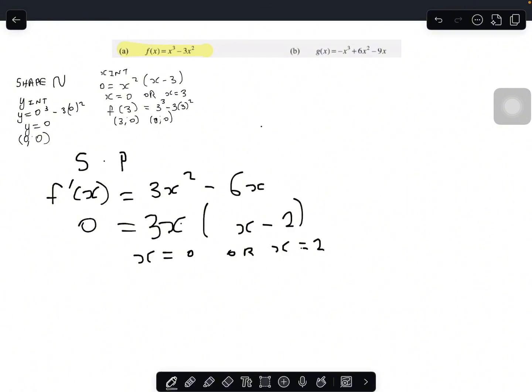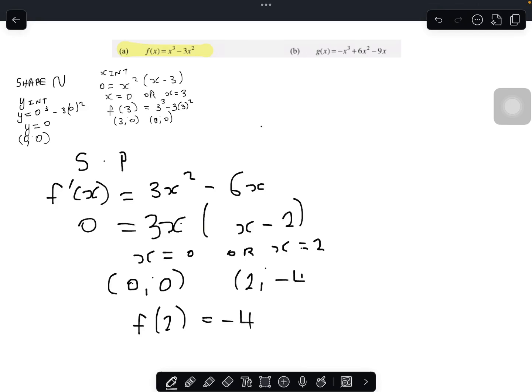So one of our points is going to be (0, 0), and another one of our points here is going to be at x equals 2, and we're going to find what is f of 2. We're going to sub that into our original. So if I put that into our original, I have 2 to the power 3 minus 3 into 2 squared, and that'll give me negative 4.